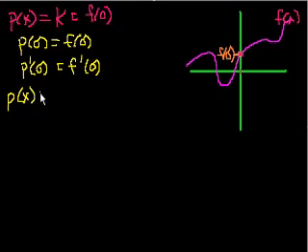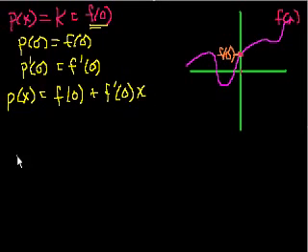So what if p of x is equal to, well, the constant term is f of 0, plus the derivative of this function, so the slope of this function at that point, f prime of 0 times x. So this is a polynomial. I just added a constant, and now I'm adding a first degree term. And let me confirm that this will have the same derivative.